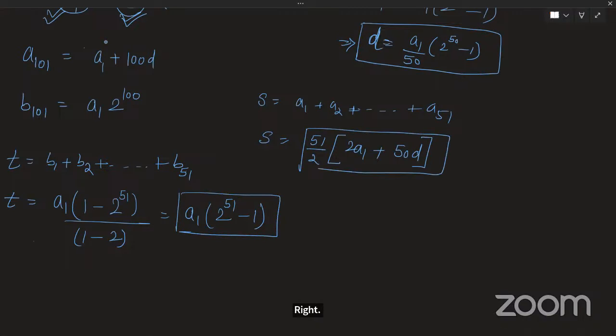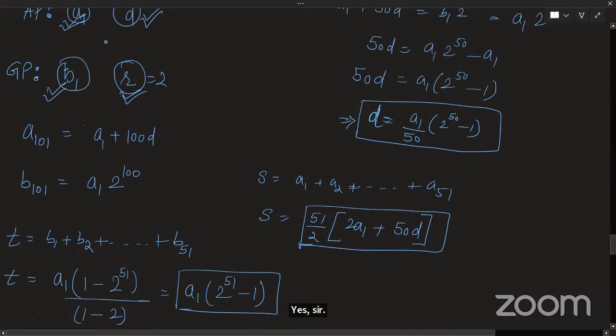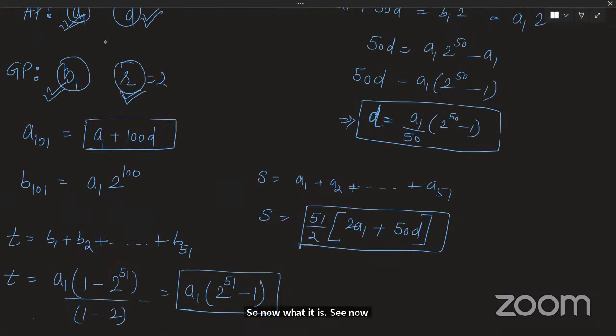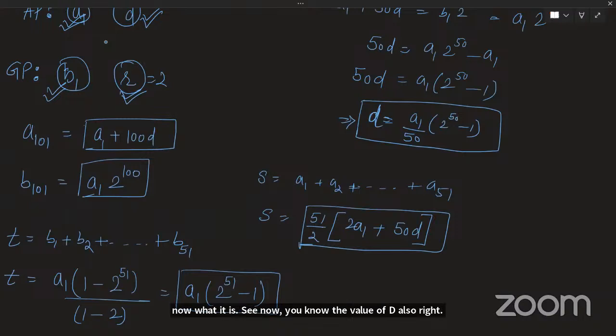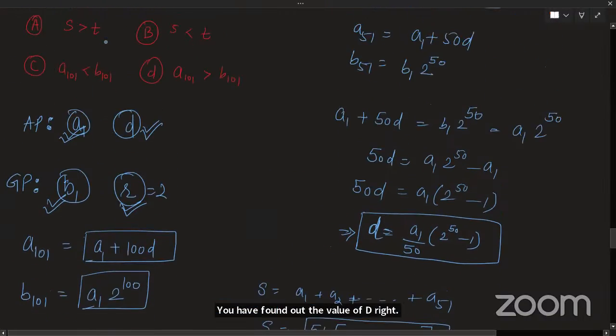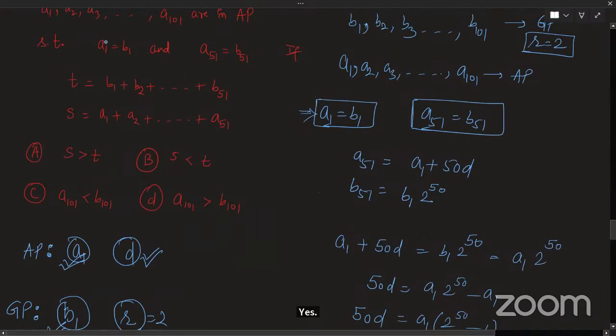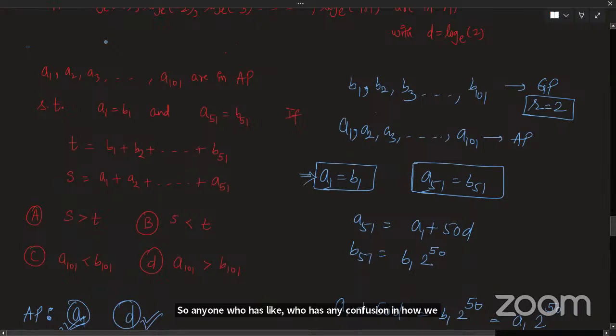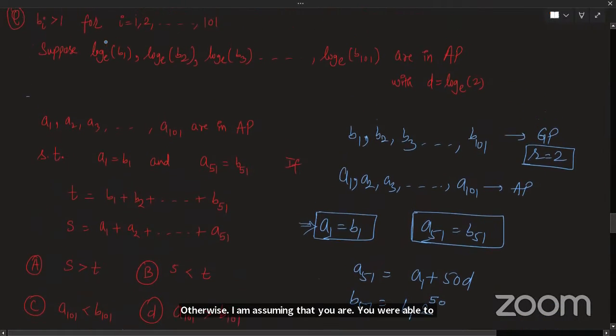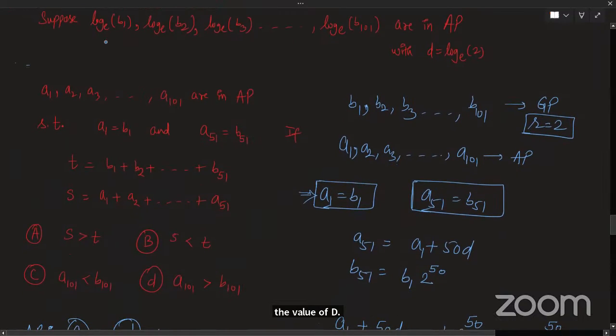Okay. So now you know the value of D also, right? You have found out the value of D. Anyone who has any confusion in how we found out the value of D, please ask. Otherwise, I am assuming that you were able to calculate the value of D successfully.